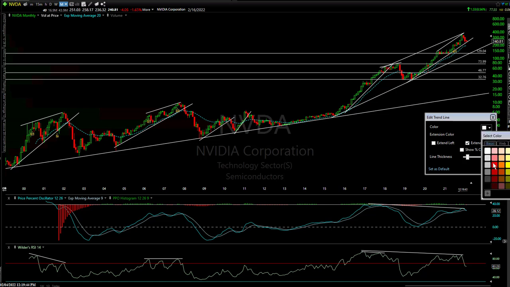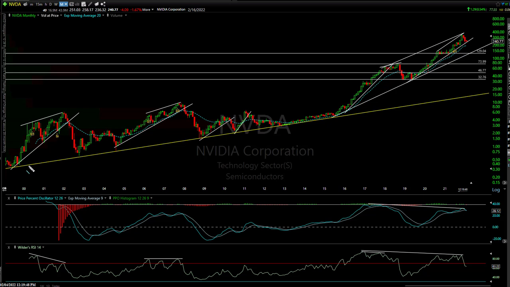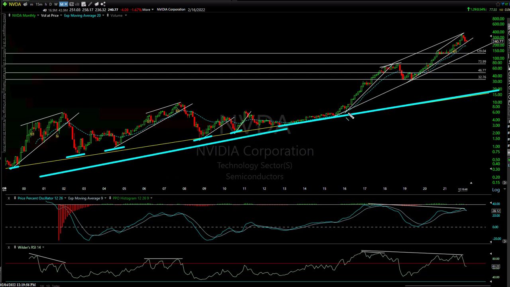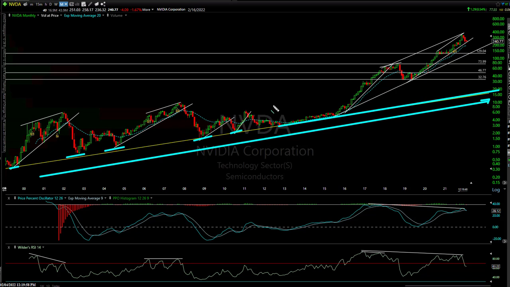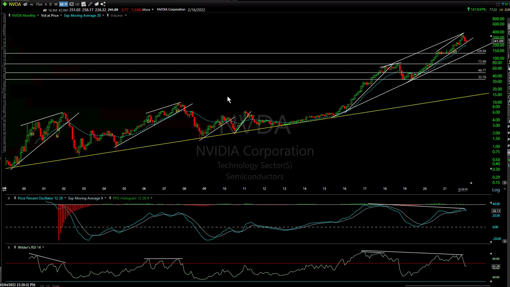Why is it beautiful? Because it's super well defined. There are a lot of reactions going back decades, clean, distinct reactions. And what I say is that these uptrend lines, when they're that well defined, that's your secular bull market uptrend line. There's secular, which are the bigger picture bull and bear markets, and then there's cyclical. This is a cyclical bull market in NVIDIA, a cyclical bear, cyclical bull, cyclical bear. And they're not just random. They can be predicted with a fair degree of accuracy.